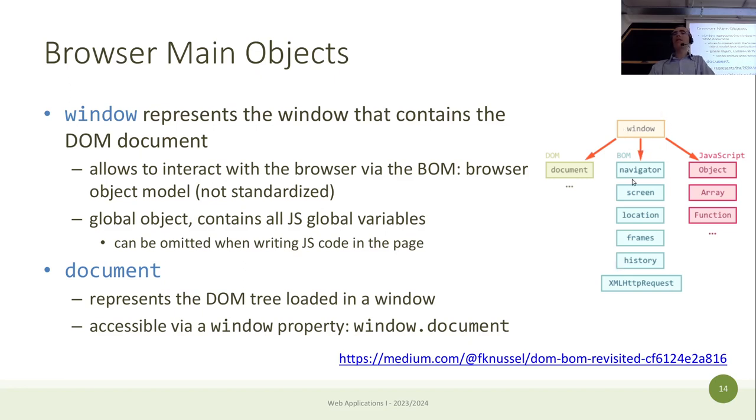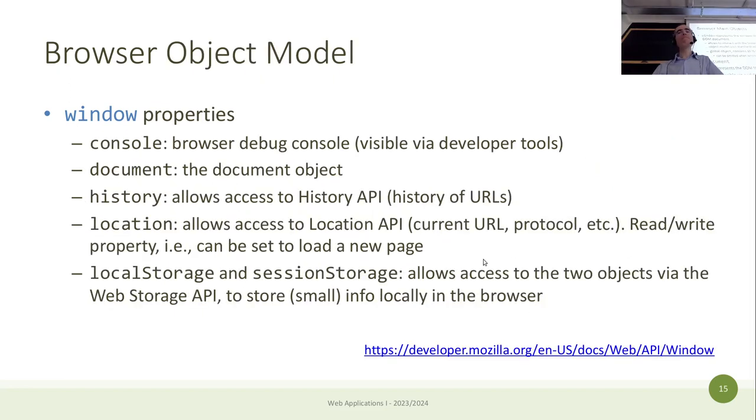How do we access these properties? Well, we can write window dot, with the dot notation to access properties in a JavaScript object. So we can write window.document, window.navigator, window.location.history and so on. But we can also omit window, because basically, when you refer to a global object in the browser, that's just window. So we can write simply document or location, etc.